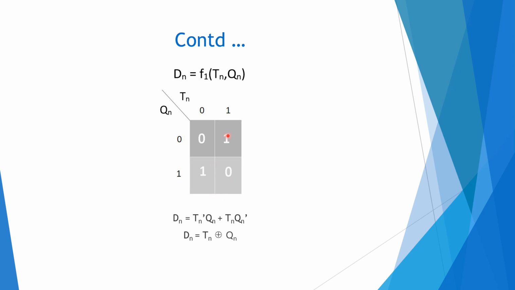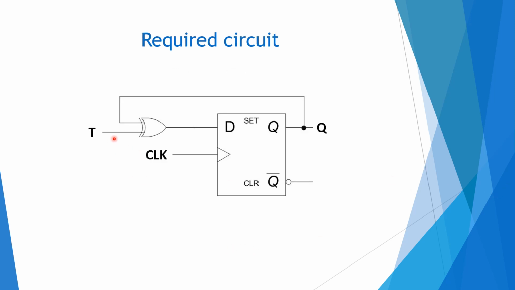So we can group it. This is Dn equals Tn bar Qn plus Tn Qn bar. So that is an XOR function between Tn and Qn. So the circuit becomes like this, Tn XOR Qn, and it will be D. So this is the required circuit for converting D flip flop to T flip flop.